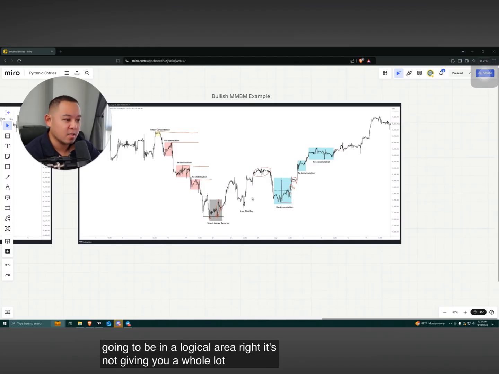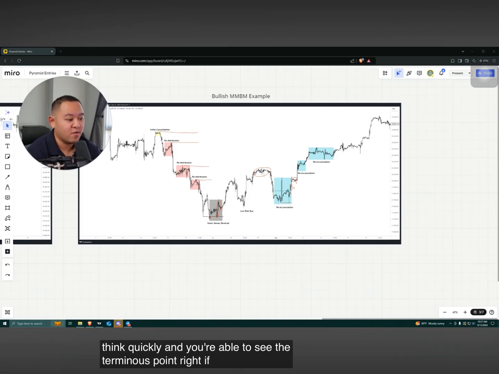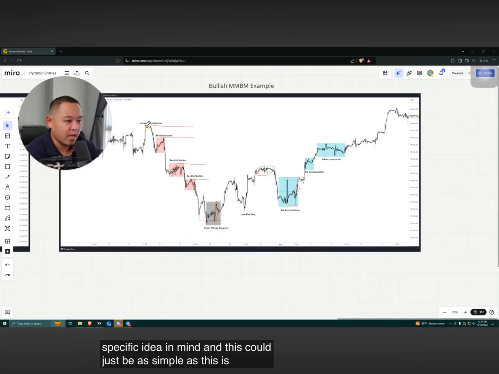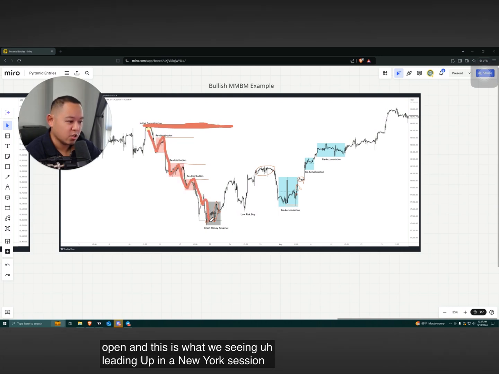It's not giving you a whole lot of time to determine all of that. But if you're able to think quickly and you're able to see the terminus point, right? If you have a specific idea in mind, and this could just be as simple as, this is my Asian range, or let's just say this is even the midnight open. Let's just say that your initial consolidation occurs at midnight open, and this is what we're seeing leading up in a New York session or AM session.